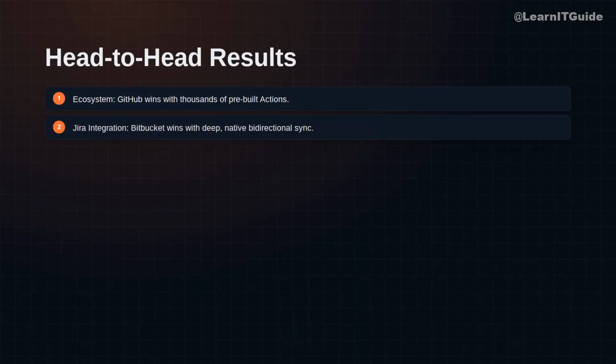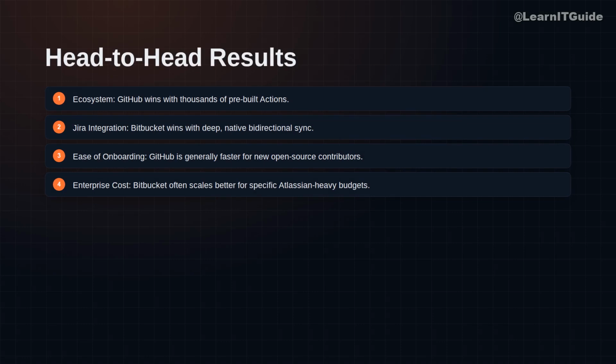So, how do they compare on the numbers? First, ecosystem. GitHub is the clear winner here. There are thousands of pre-built actions for everything from security scans to cloud deployment. Second, Jira integration. Bitbucket is simply better if your entire organization lives in Jira. The bidirectional sync is a massive time saver.